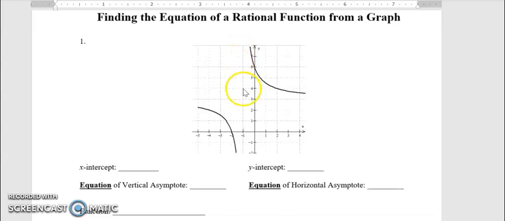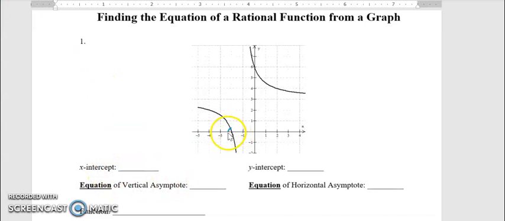Okay, so now we want to try to go in the other direction. We're given the graph of a rational function, and we're trying to use that to write an equation for a rational function whose graph would look like this. So first of all, I've got some prompts to identify some key features of the graph, starting with the x-intercept.